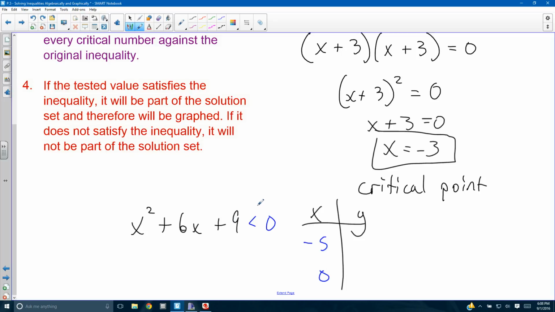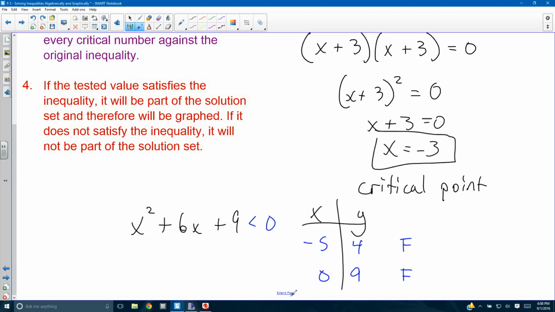So if it is greater than 0, it's false. If it's less than 0, it's true. It won't become 0. The only 0 is -3. Okay, here we go. -5 squared is 25 minus 30 is -5 plus 9 is 4. That is greater than 0. That is a positive number. That is false. 0 plus 9 is 9. That is greater than 0. That is false.